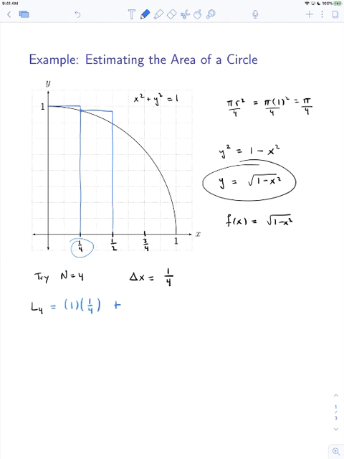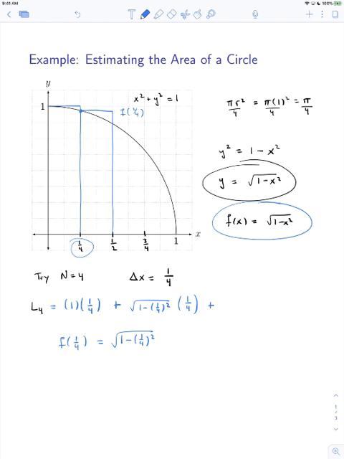Now I know what the width is. The width is 1/4, but what is the height? Well, the height is given by the function. So this point right here has height f at 1/4. And we can compute that. F at 1/4 is equal to the square root of 1 minus 1/4 quantity squared. We could simplify that, but I'm not going to. I'm just going to leave it like that. So it's the square root of 1 minus 1/4 quantity squared. And I'm going to multiply this by delta x, which is 1/4.